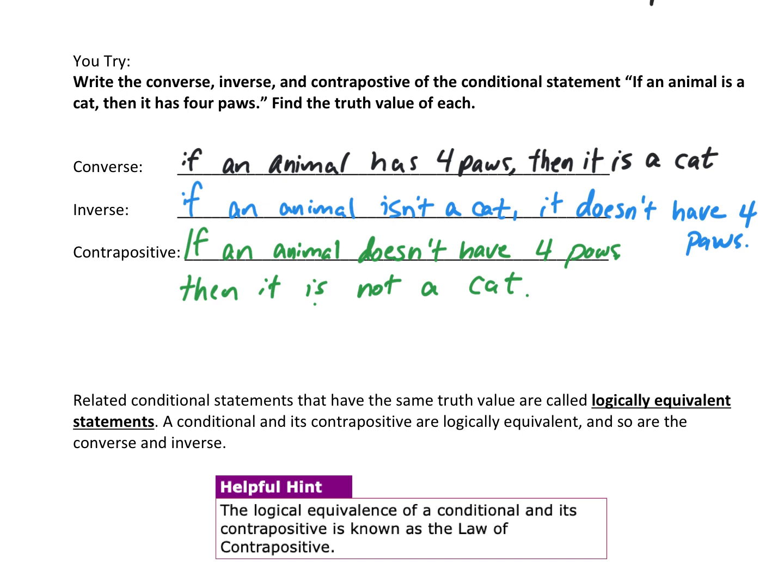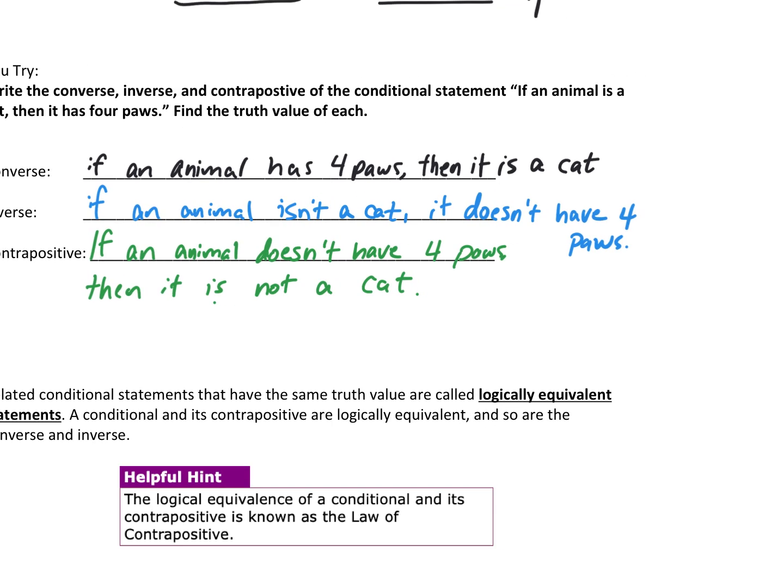All right, with some movie magic there, now we have our statements. So the converse here, we flip the order. The original statement said if an animal is a cat, then it has 4 paws. We flip the order. If an animal has 4 paws, then it is a cat. I would say that's false, because I can think of an animal with 4 paws that's not a cat, and I would say that is a dog.